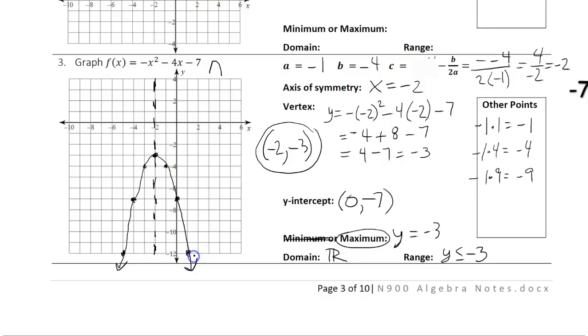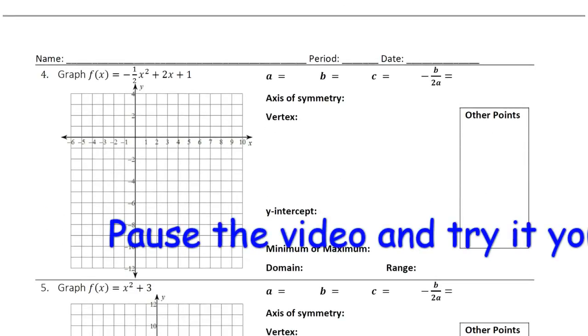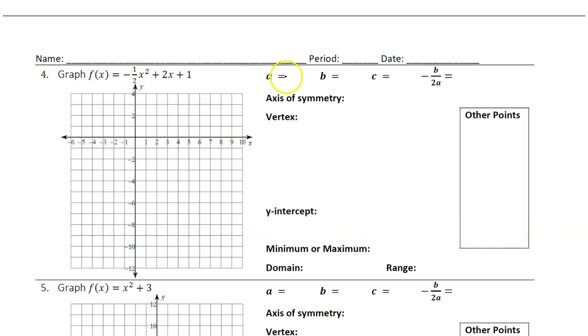Now pause the video and try the next one yourself. Now that you have tried it, check your work. This time a is -1/2, b is 2, and c is 1. -b over 2a is -2 over 2 times -1/2. This will be -2 over -1, which is a positive 2. The axis of symmetry is x equals 2. Use x equals 2 to calculate the vertex.